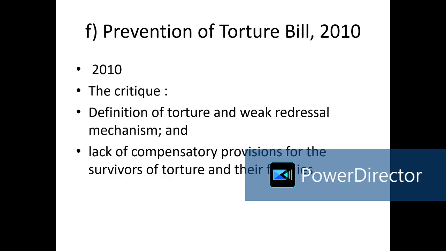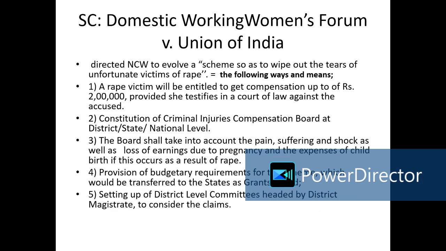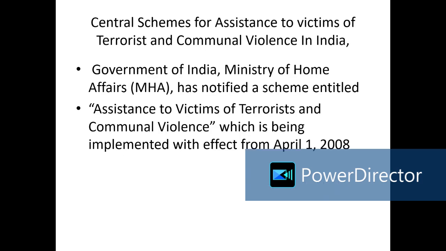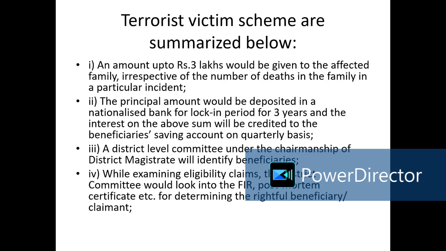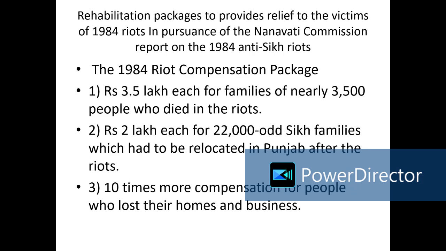So that is being given. So what should be the scale? So 1 lakh is the maximum, 100%, and 3 lakhs to the family is what is given. Now, central schemes are also there, as I said, central schemes for the assistance of victims of terrorism and communal violence. The Government of India, Ministry of Home Affairs, has given a lot of notifications for the assistance of the victims of terrorist and communal acts, which is being implemented and came into effect from April 2008. It is being given now.